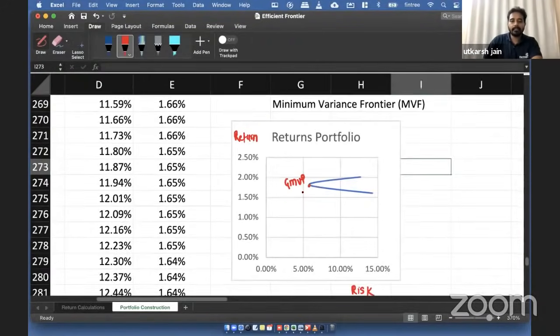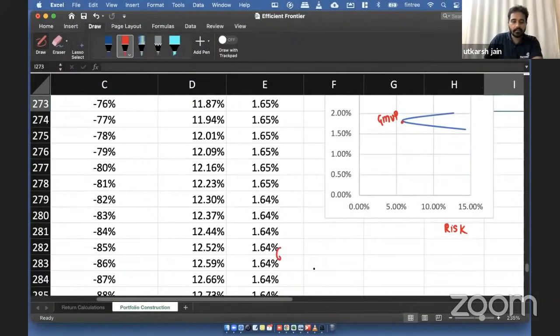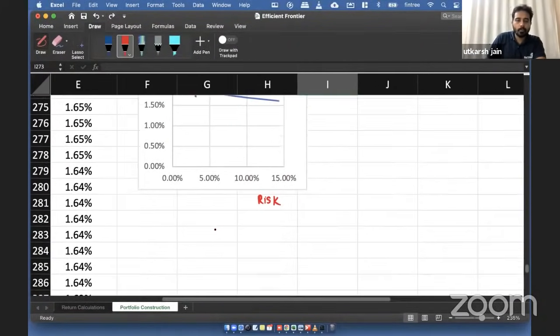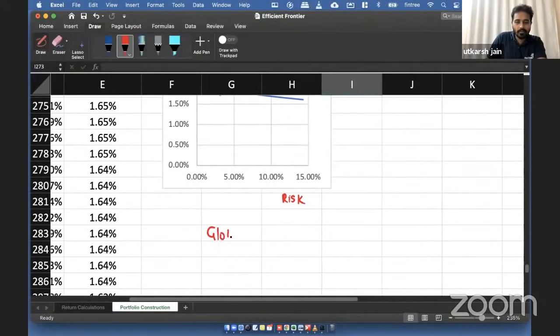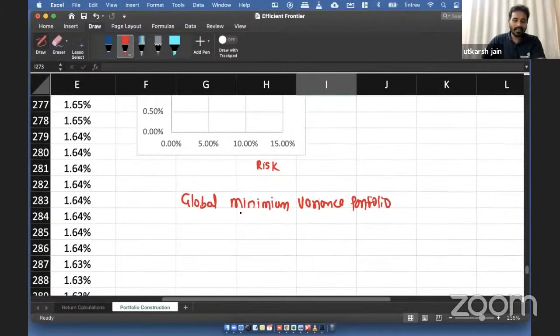What is GMVP? This is global minimum variance portfolio. Sounds fancy, right? But forget the word global. That's an academic thing being thrown in. Look at the word minimum variance.